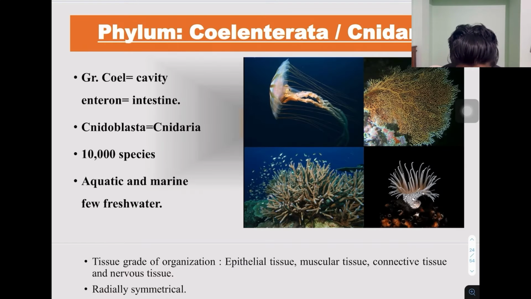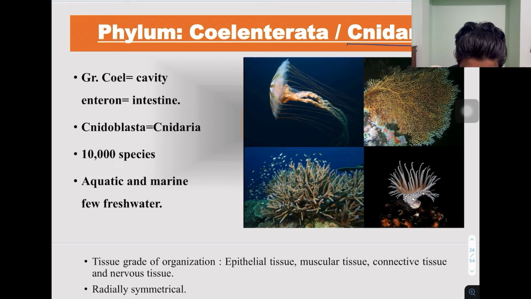Hello dear students, in this video we will discuss the next phylum, that is Phylum Coelenterata. So this is Coelenterata. They are also called Cnidaria. There are two reasons why they are called Coelenterata and also why they are called Cnidaria. Why are they called Coelenterata?